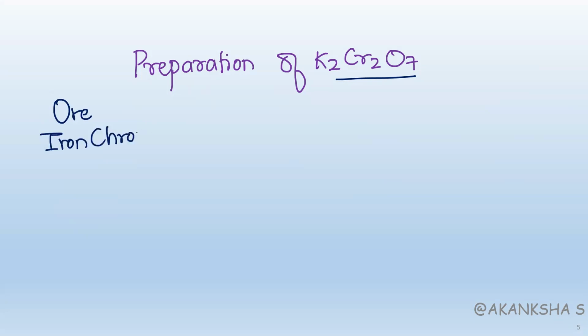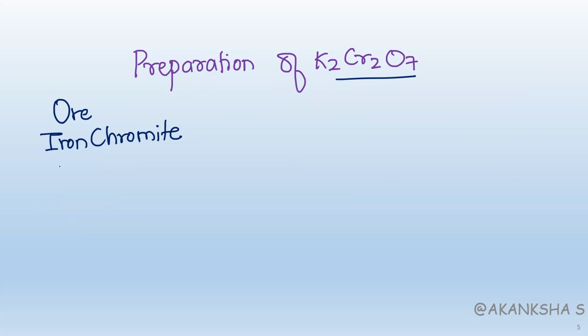Now, one might be confused. We want to create potassium dichromate, but over here, I am writing iron chromite. I am introducing a different metal. So do not worry, everything will gel in. Just pay attention for a minute.